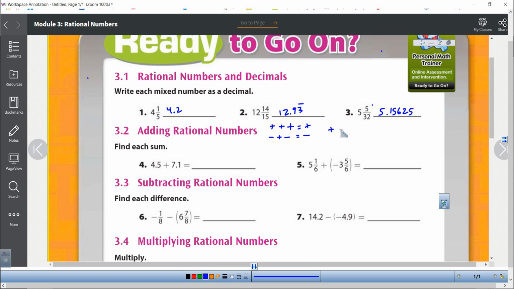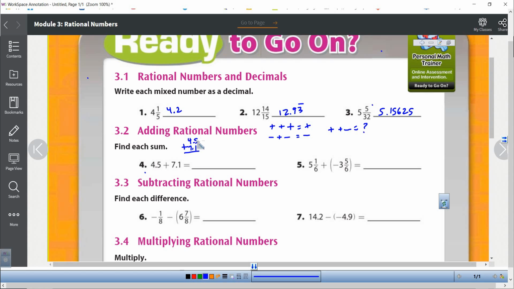Now, when you add a positive to a negative, you don't know what it's going to be. It depends on what you have more of and how many more you have, okay? So if we take a look at this one right here, we have 4.5 plus 7.1. Well, they're both positive, so I know that a positive plus a positive is going to be a positive answer. And the question is, what am I going to get when I put those together? So I'm just going to go 4.5 plus 7.1.